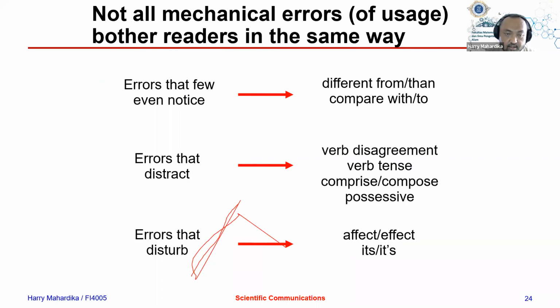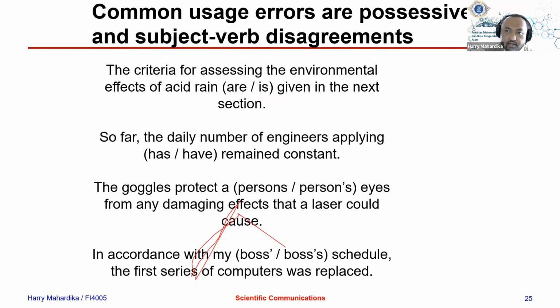Okay, so these are common errors: possessives and subject-verb disagreement. Sometimes we forget that whenever we have a plural subject, we use a plural verb.